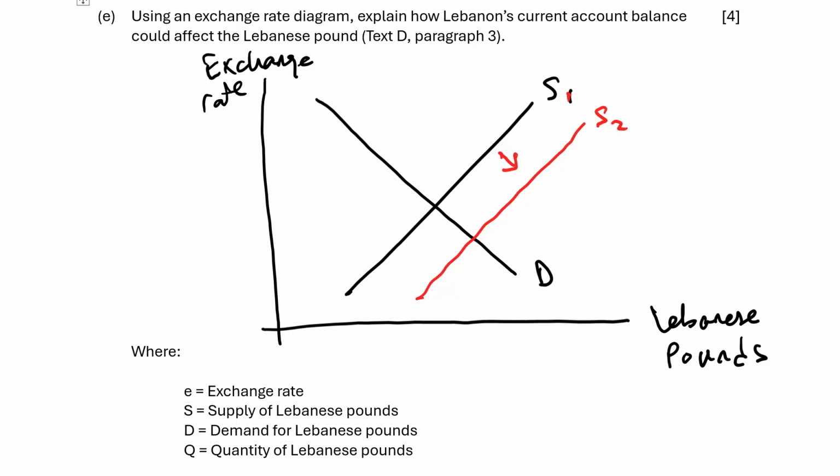Then on the flip side, remember the current account deficit means we import more than we export, so there'll be less demand for our currency. So demand is going to fall from, let's say, D1 to D2. And the combined effect is, I'll use a different color.